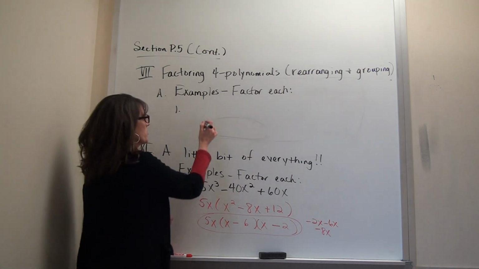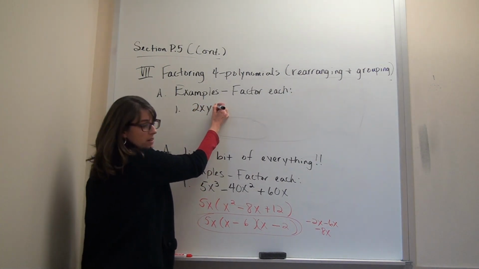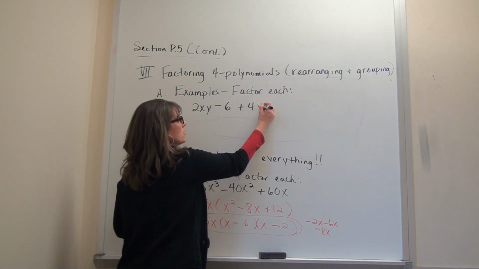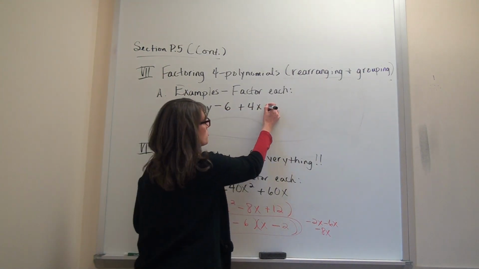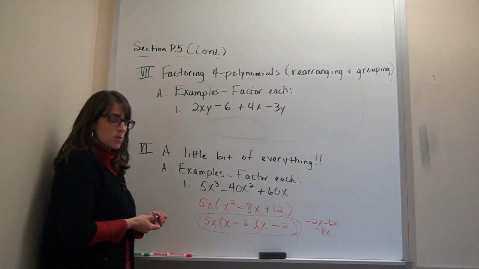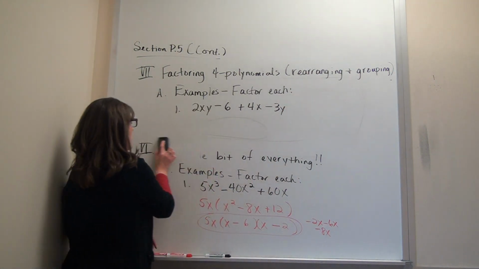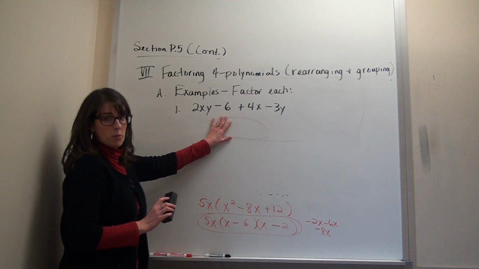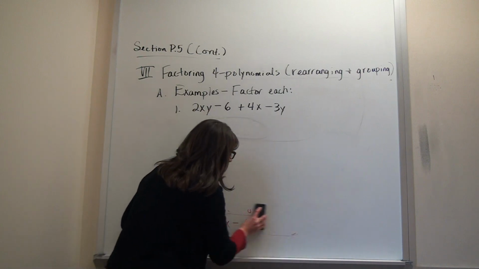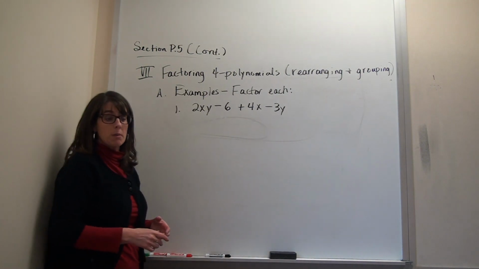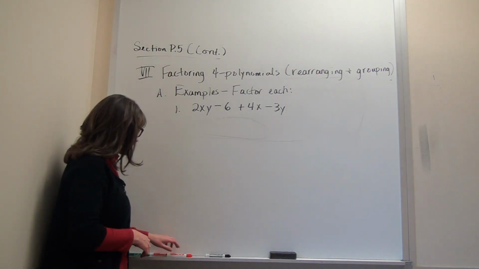And so let's start off with, say, for instance, a 2xy minus a 6 plus a 4x minus a 3y. Now, like I said, this is kind of based on that factoring by grouping. Remember with factoring by grouping, we had a 4 polynomial, so we could pair up the first 2, pair up the back 2, trying to create that common binomial. And that's exactly what we're going to do here.